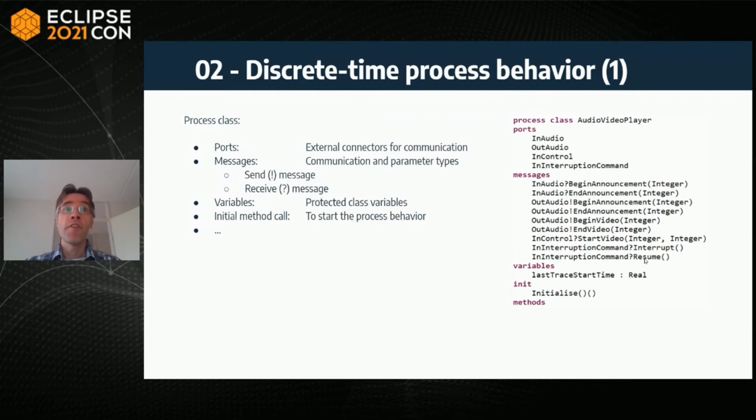In addition, processes have variables. To be more precise, they are protected class variables. And there's a so-called initial method call. And that's the thing that really starts the behavior, because the processes have behavior of themselves. And we have to say where it all starts.